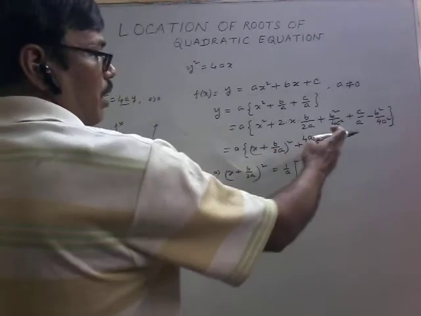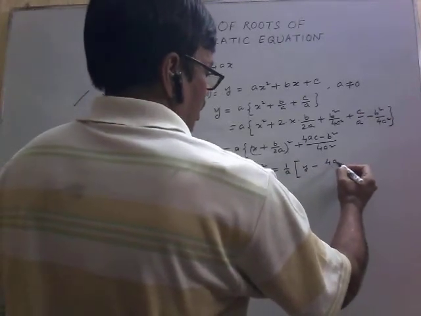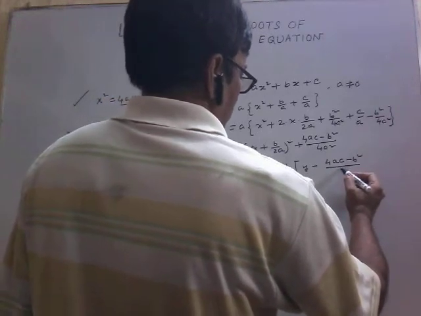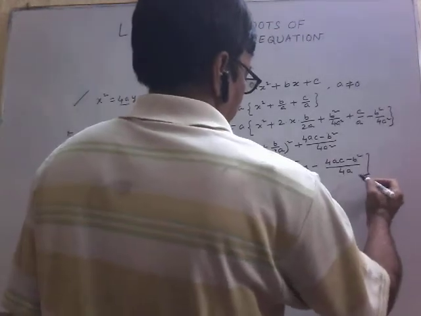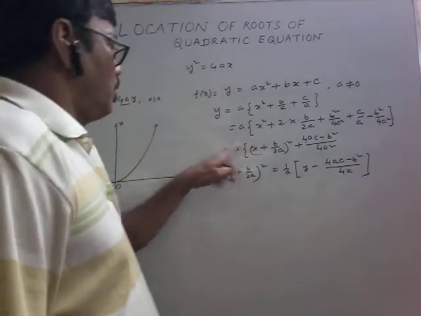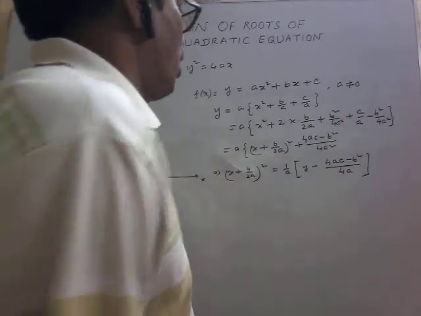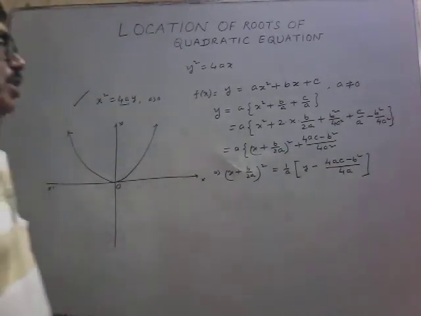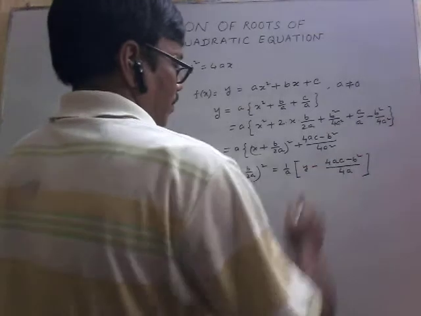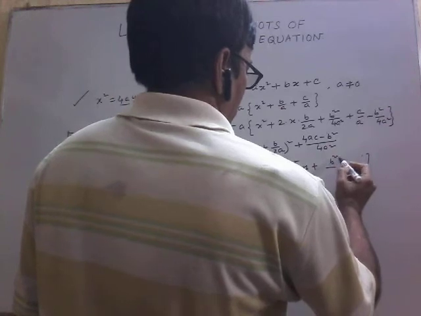So (x plus b by 2a) whole square equals 1 by a into (y plus (b square minus 4ac) by 4a), that is, 4a into... if we transfer this, so this will be plus b square, or we can write this as b square minus 4ac.